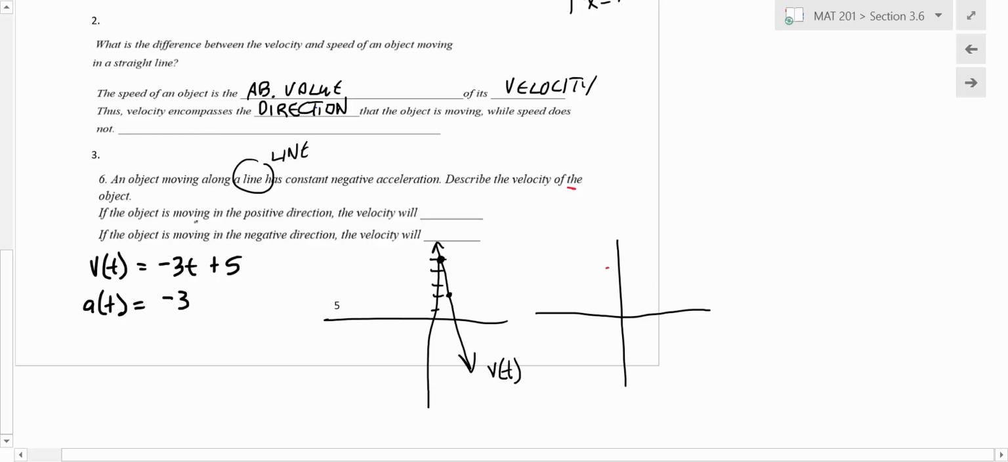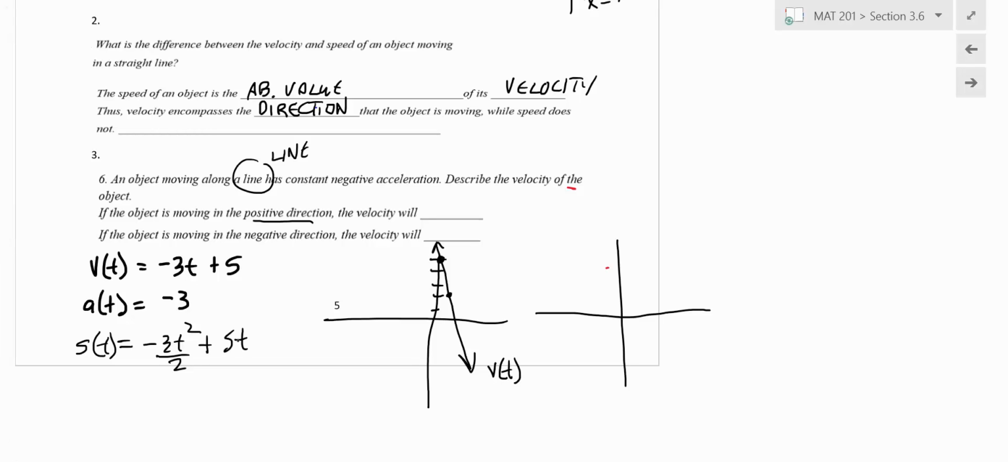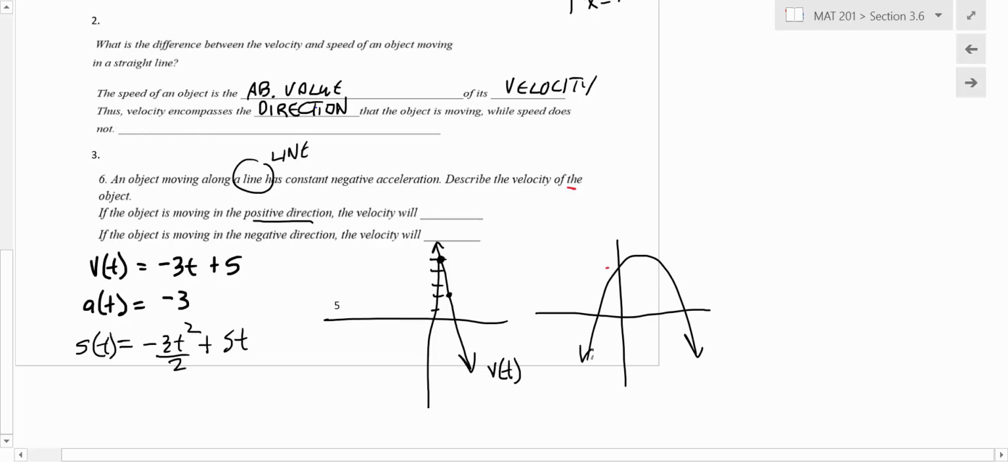So what's going to happen is, if the object is moving in the positive direction, okay, then the velocity is going to be negative. So what you would have on this is, and I'm not going to explain how I'm getting this, but S of t would actually be negative 3t squared over 2 plus 5t. At the end of the semester, we learn how to do integration. So don't worry about how I got that. I can't explain that yet. But if you graphed this position function, it would end up being a parabola that looks something like that.